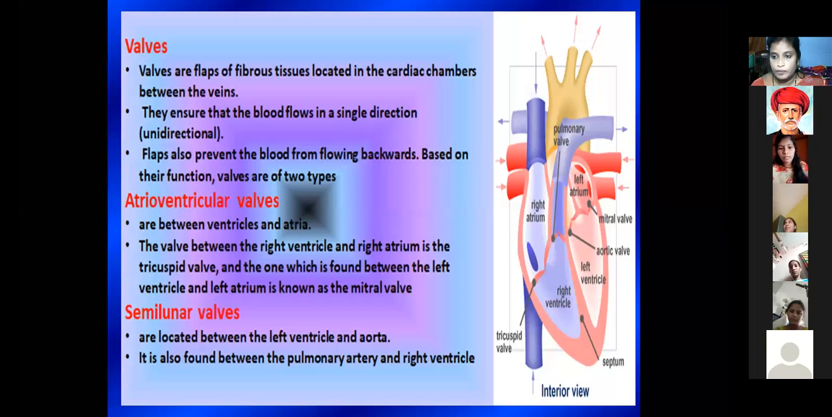The four valves are located in the internal structure of the four chambers. The valves are located internally in the four chambers.